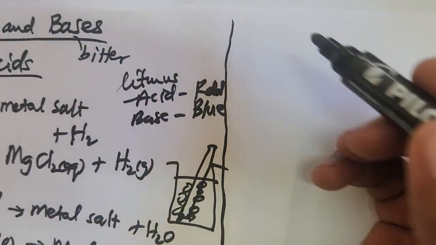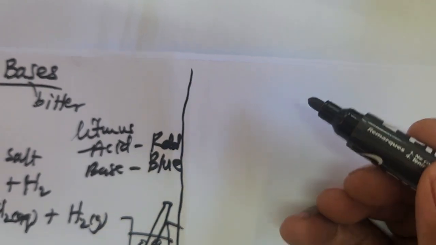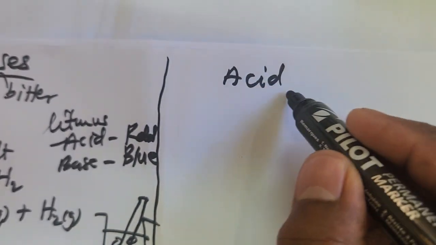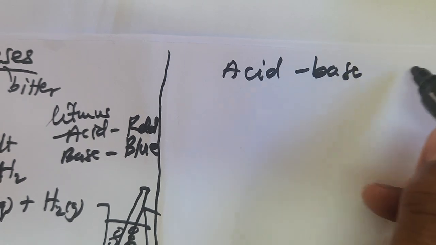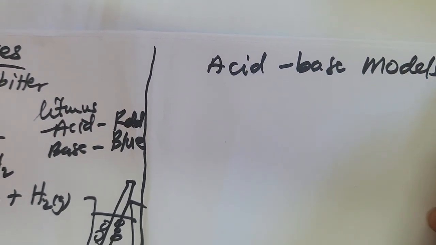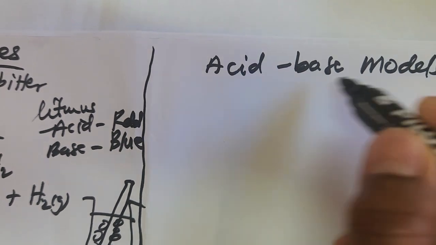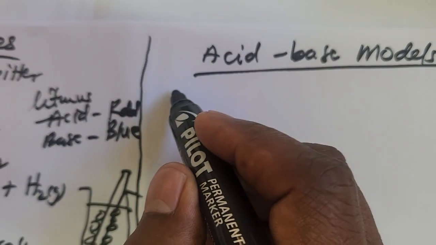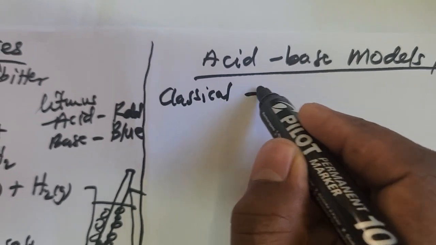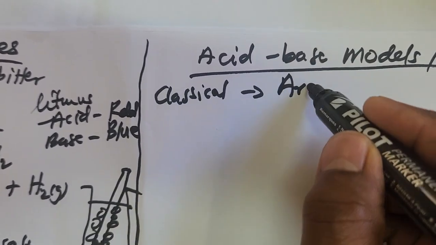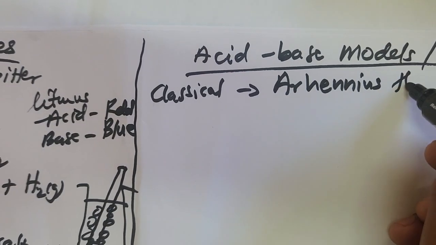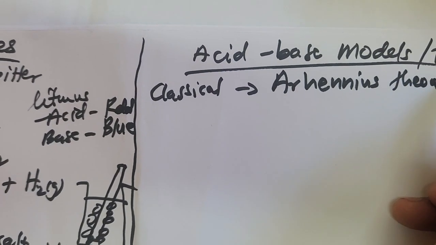Now, when we get to grade 11, we introduce acid-base models, or theories. What are the acid-base models? We have the classical, old one, which is the Arrhenius theory or model. What does Arrhenius say?